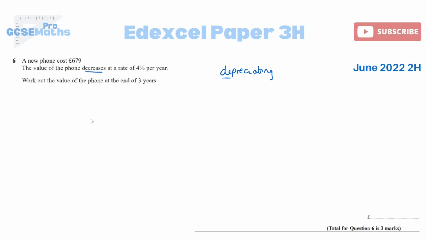So all I need to do is use my same formula, but instead of where I normally would add my percentage, I'm going to take it away. So I'm starting with £679 times by 1, instead of plus, you put minus 4 over 100 to convert it to a decimal, and then to the power of 3 years. This is the same as saying, well, we're starting with 100%, if we're taking away 4%, if we're losing 4% every year, then it's 96%, isn't it?